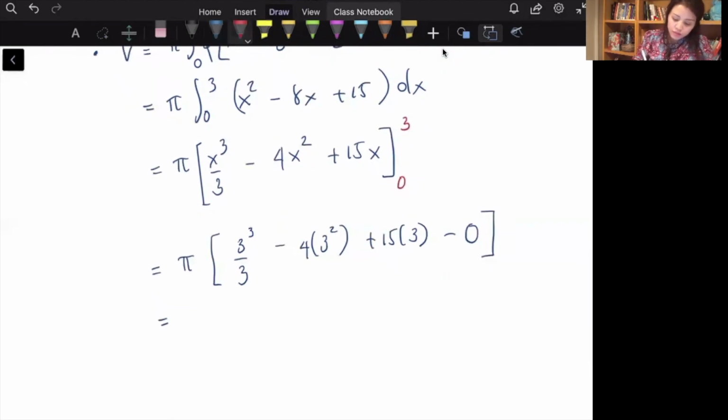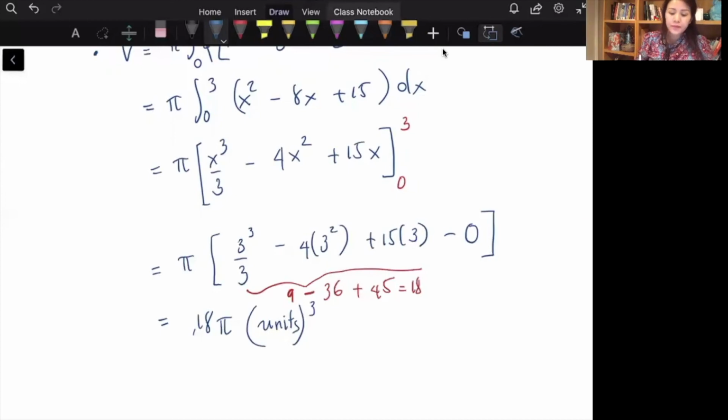So let's calculate what this quantity is. 3 cubed is 27, divided by 3 is 9, minus 4 times 9 is 36, plus 7 times 3, that's 21. So I have negative 6. So my answer will be negative 6 pi cubic units. So this is the final answer for the volume of that washer.